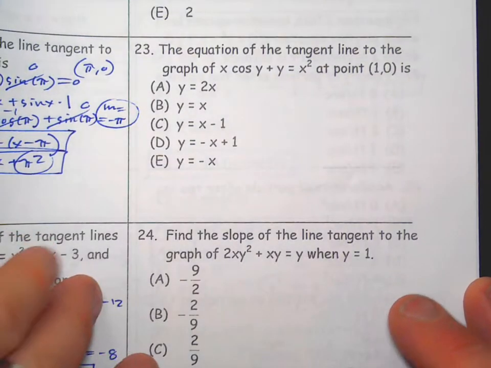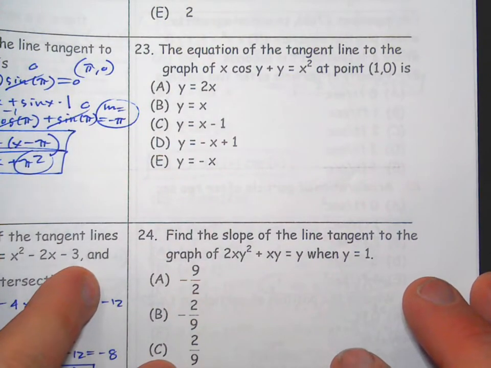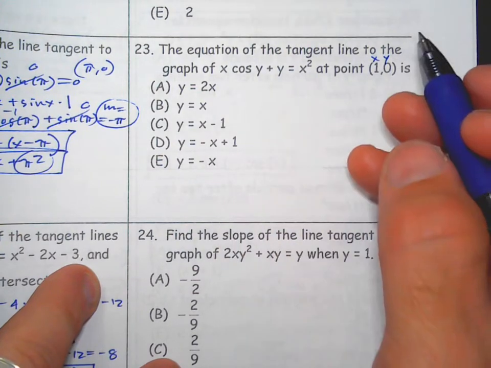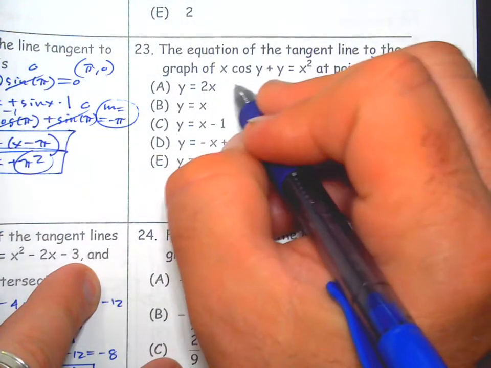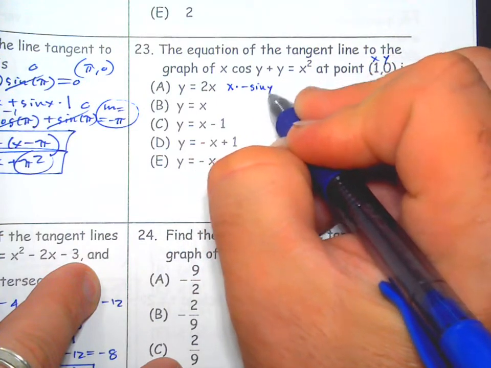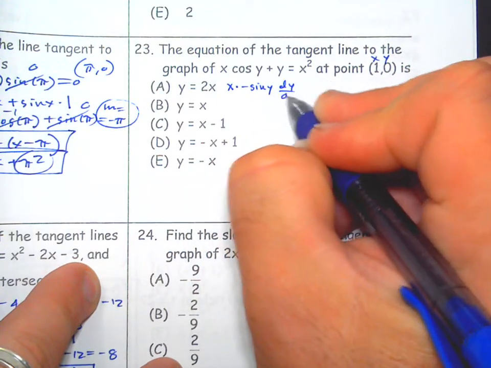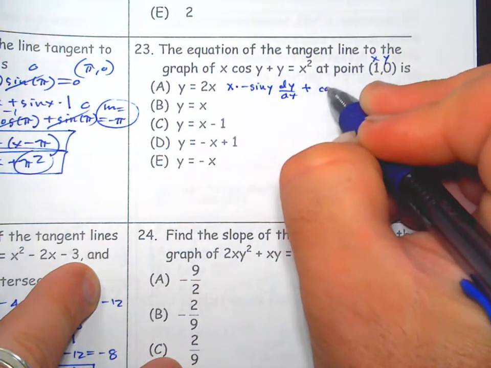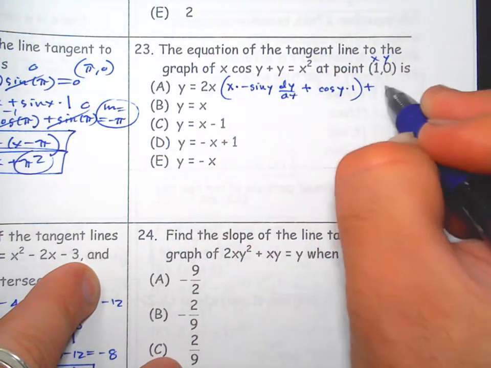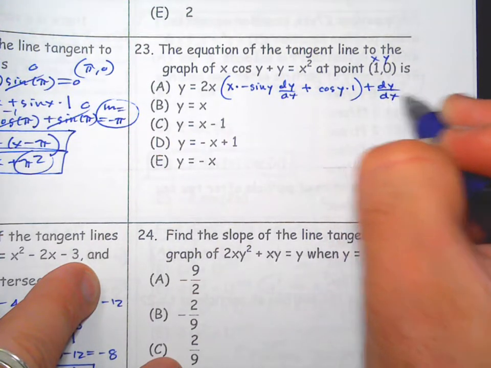23, equation of the tangent line of the graph at a point. So you have the xy pair, and you have to find the equation of the tangent line. So we need the slope, which we're going to do implicitly. x times the derivative of cosine y is negative sine y times dy dx, plus cosine y times the derivative of x, which is 1. So that's just that first product rule, plus dy dx equals 2x.